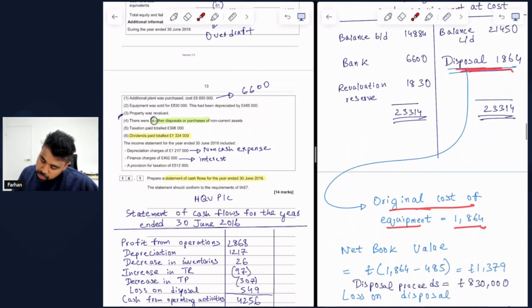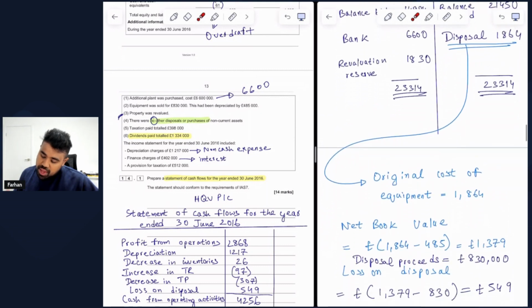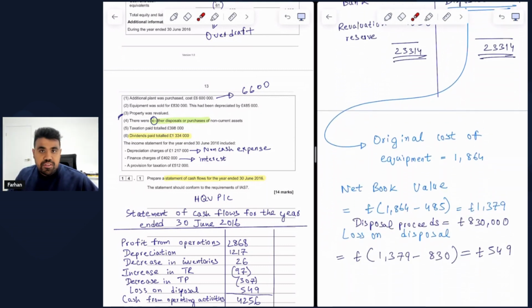Now, what I'm going to do next is find the net book value for this equipment that we have sold. We understand from our calculations that the original cost of the equipment that we have found from the ledger account is 1.86 million, or 1,864. And if I want to find the net book value, I take the original cost and subtract the total depreciation. Now, where did I get 485?